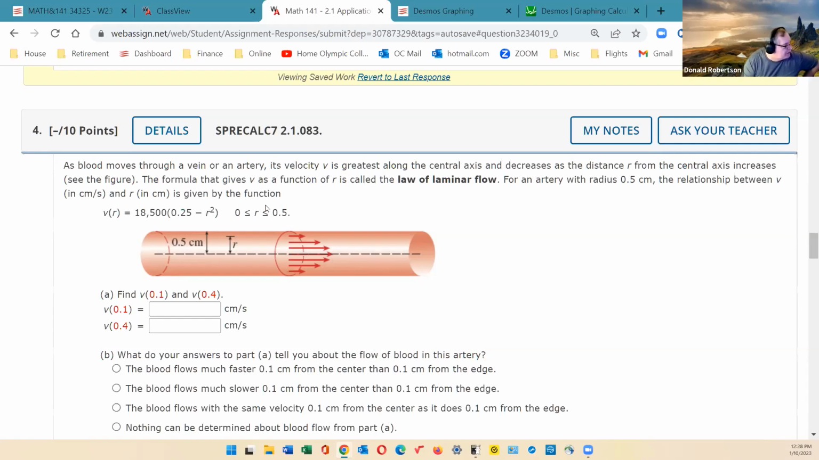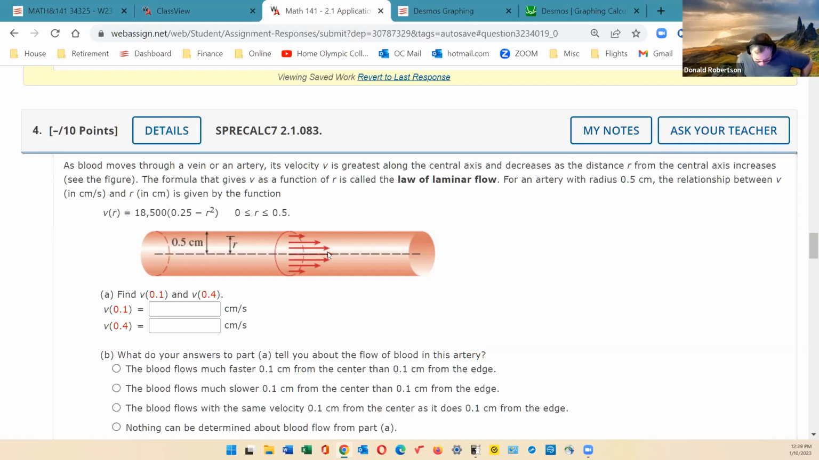And this formula here essentially tells you what that value should be. And technically speaking, if you calculated the answer at the edges, it would be the slowest. And if you calculated it right at r equals 0, it would be the fastest.